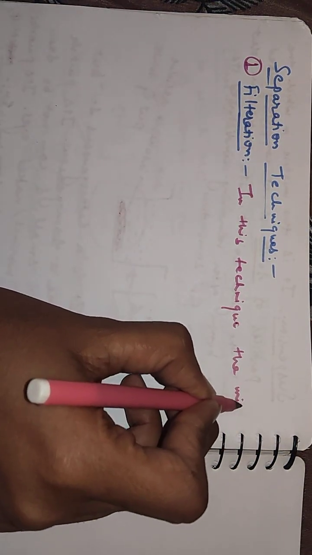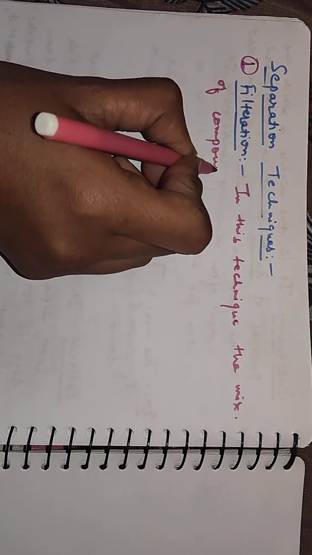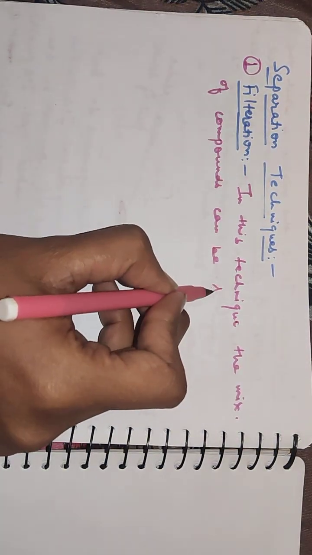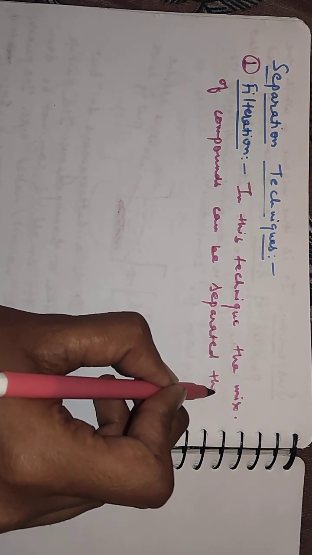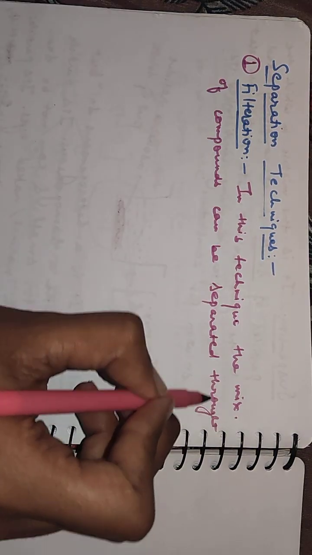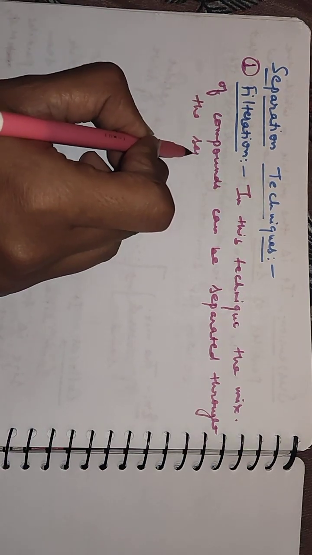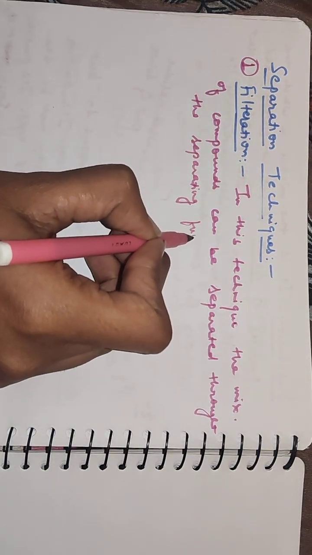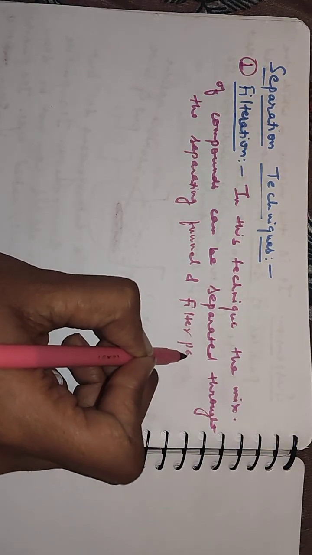the mixture of compounds can be separated through the separating funnel and filter paper. In laboratory, basically we can just separate.